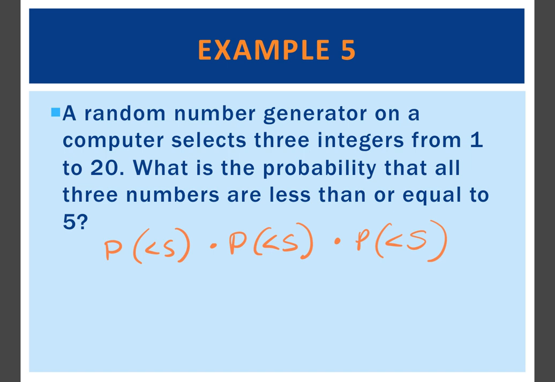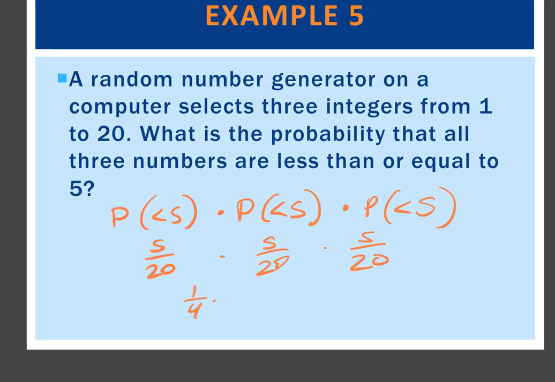So if it's 1 to 20, how many are less than or equal to 5? 1, 2, 3, 4, right? Less than or equal to. Thank you. Less than or equal to 5, so 5 out of 20. And then independent, so that is the same set again the next time. 5 out of 20. And then independent, so it's 5 out of 20 again. So it would be 1/4 times 1/4 times 1/4. 1 out of 64.